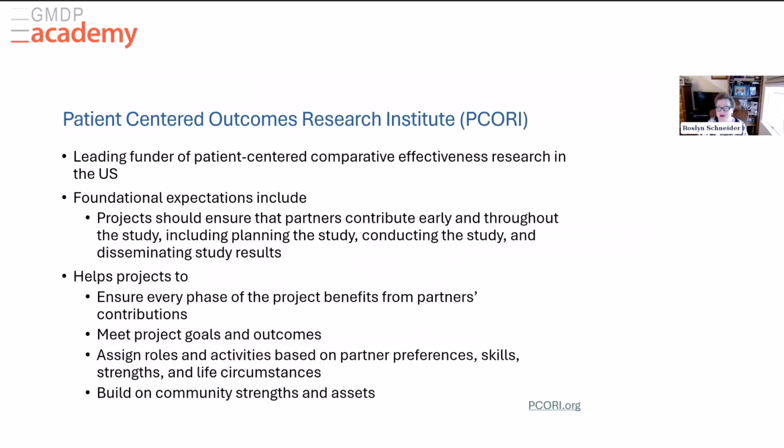So this is just the example from a funding institution, a funding organization. The PCORI is the leading funder in the United States of patient-centered comparative effectiveness research, and they will not fund proposals unless they include patients and they can demonstrate how they've involved patients, the community that they're researching, early and throughout, as well as with plans of how to disseminate those study results. And by setting that as an expectation, that helps to ensure that patients are involved and meet the project's goals. And in the interest of time, we can move on to the next one.